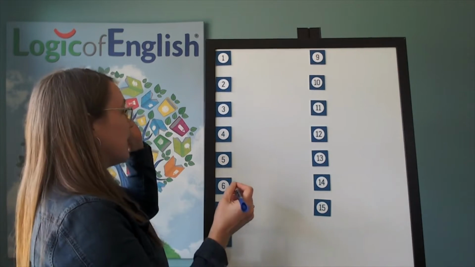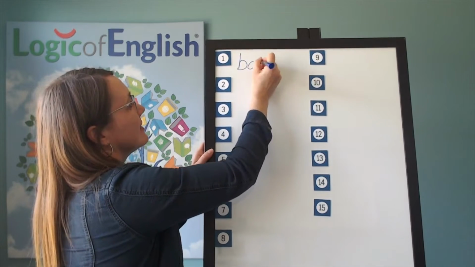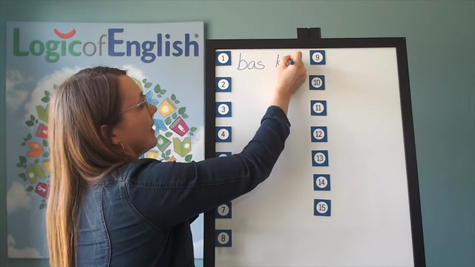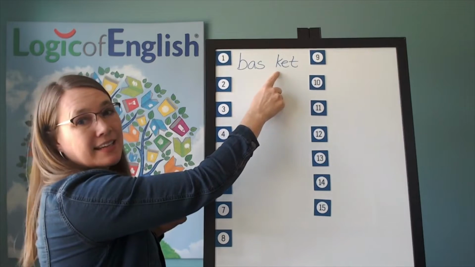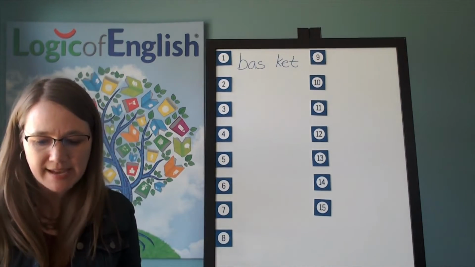And now help me to write it. The first syllable is bass. B-a-s. The second syllable is ket. K-et. And let's read it. B-a-s-k-et. Basket. The next word is cactus.